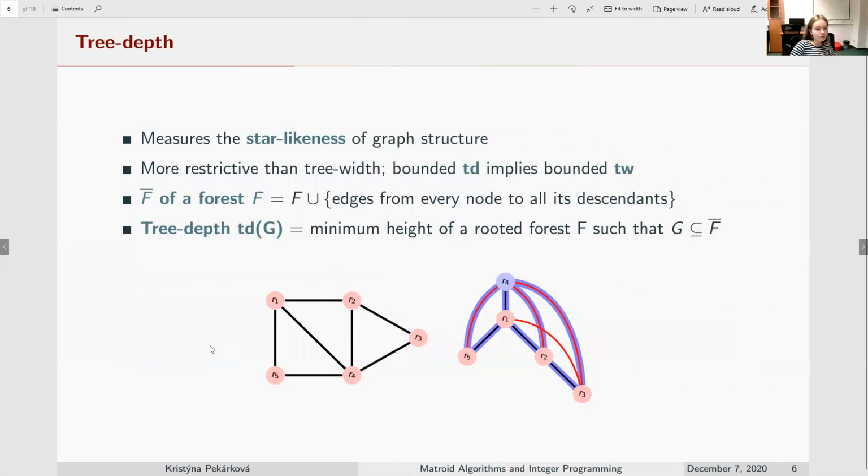So let me now move to the parameter tree depth, which is more important, more related to our results.